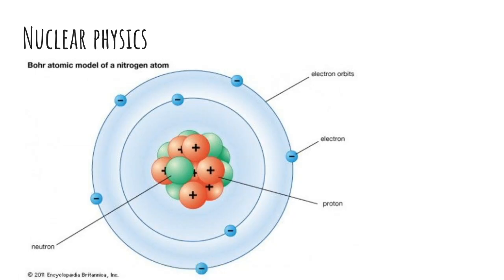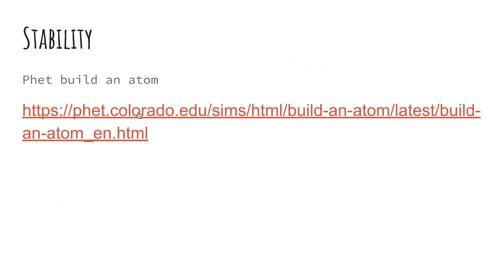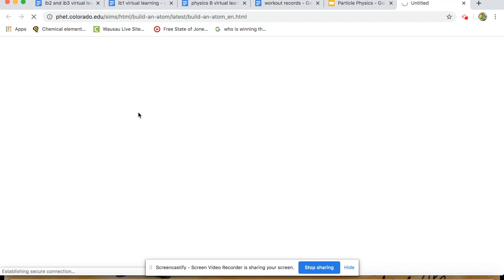Next, we'll talk about nuclear physics, which is the second part of particle physics. Basically, what we're going to do is talk about what happens on the nucleus side of this. We talked about the different energy levels of electrons, but what's going on in the center? All right. So let's first go to building atoms, see what happens.